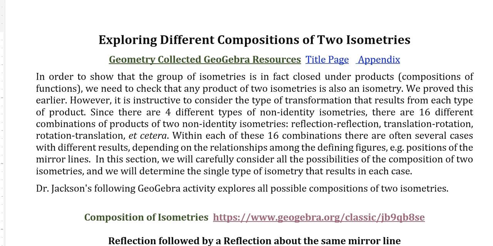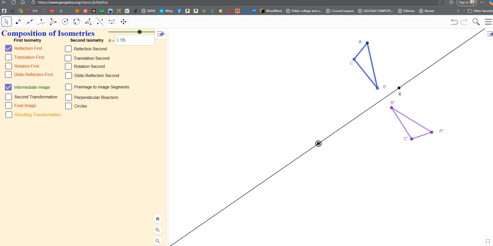In this one we're going to focus on the ones where we have a reflection first. So this is the activity that you can see here. You can do reflection first, translation, rotation, or glide reflection first. And then you choose this for the second one. And we can show the different parts of what's going on by clicking the different boxes. And when there are different options, those will show up here as well.